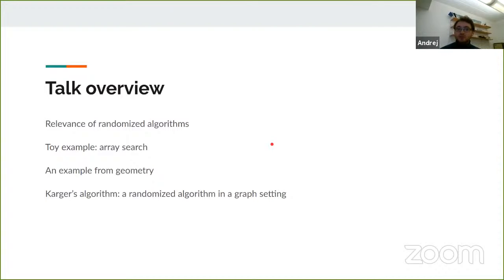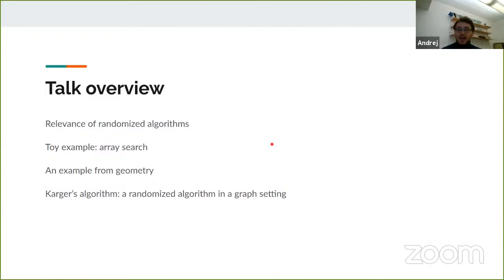Next, I will go over a few toy examples, and the first one will be just searching an unsorted array and attempting to find a value in sublinear time. Well, it's not possible really to do it in sublinear time, but we'll see how well we can do. This will show us how to estimate the probability of the algorithm succeeding.